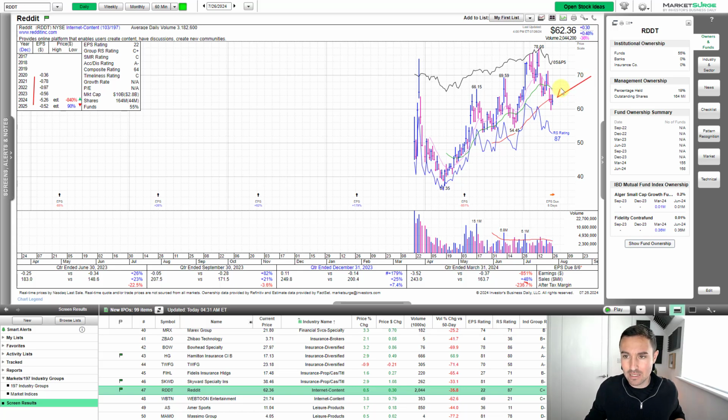But here you go. It's pulling back into its 50-day simple period moving average. Maybe it's going to find supportive action, maybe it's not going to find supportive action.